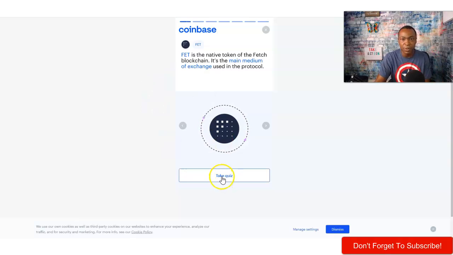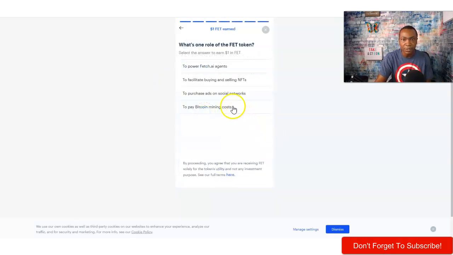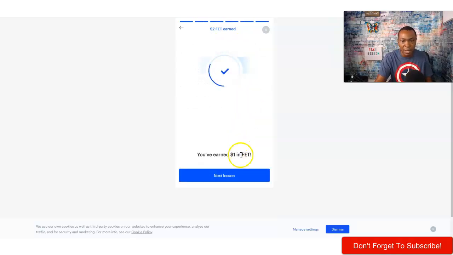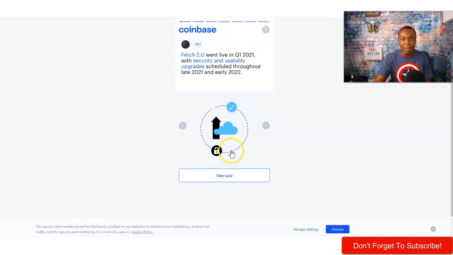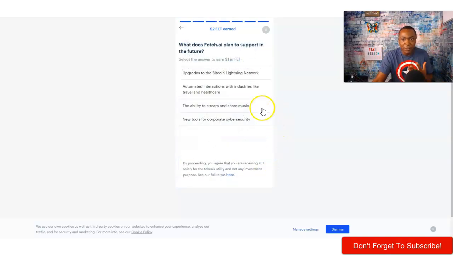So here's the next quiz here. Here's another one. What's one role of the FET token? So let's see if that was right. So that one's right. I got that right. And you see $2 in FET earned. All right, here's the last one here. And I'm just taking basic quizzes that take nothing at all. And you may already know about this, but I'm just saying, hey, why not? And we're doing it together.